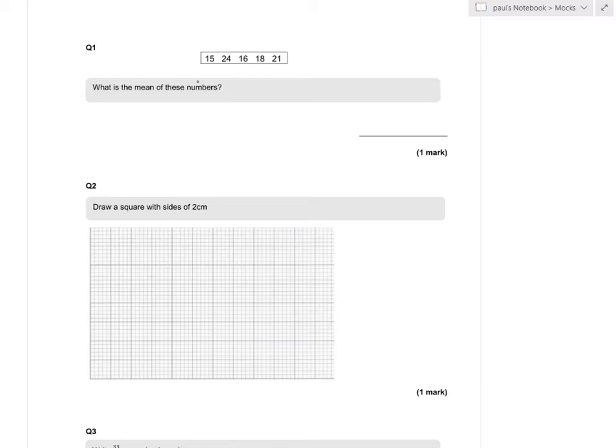So 15 plus 24 plus 16 plus 18 plus 21 equals 94. 94 divided by 5 is 18.8. Let's double check that because that's a decimal, isn't it? 15 plus 24 plus 16 plus 18 plus 21 equals 94. Yeah, divide by 5, 18.8.